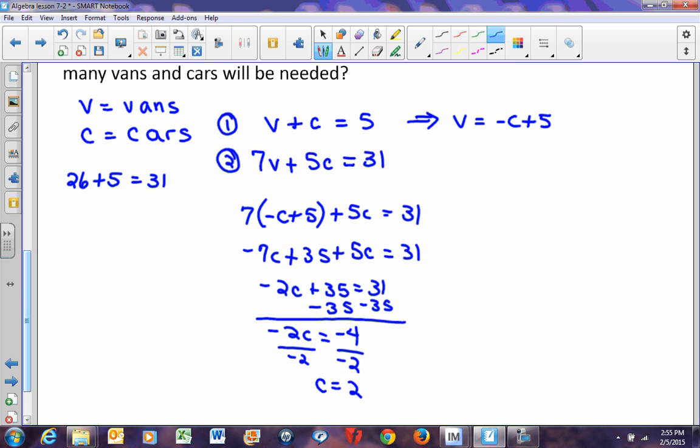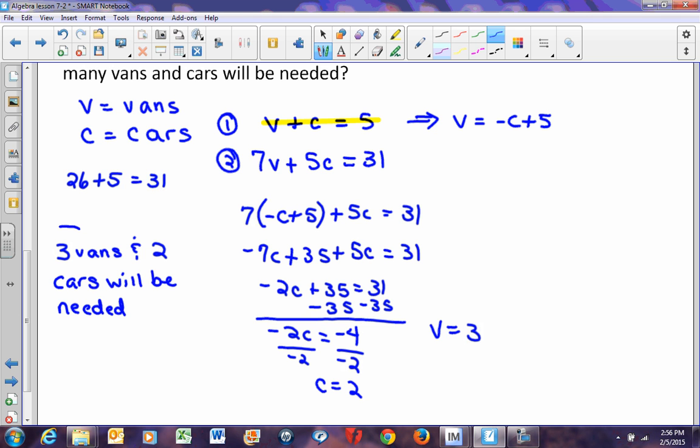And if vans plus cars, way up here, equals 5, you should be able to do that pretty quickly, process of elimination. What plus 2 equals 5? Well, 3. So the number of vans is going to equal 3. So we will write this down as a word problem. The question asks how many vans and how many cars will be needed? 3 vans and 2 cars will be needed. We always write our word problems in a complete sentence. And there you have it.